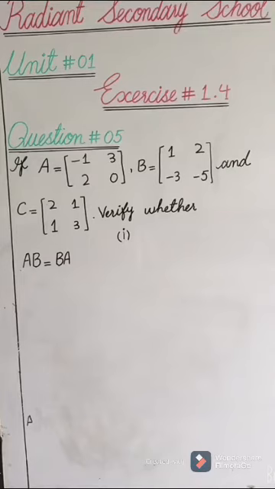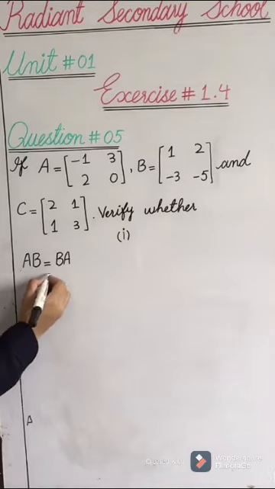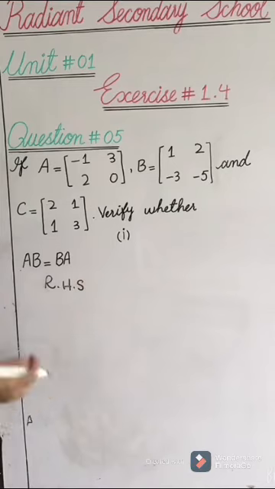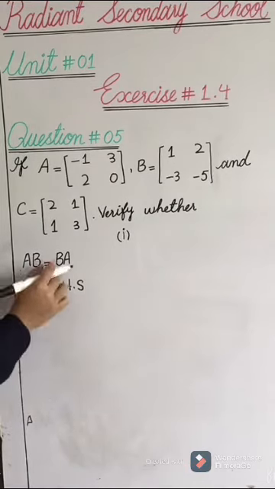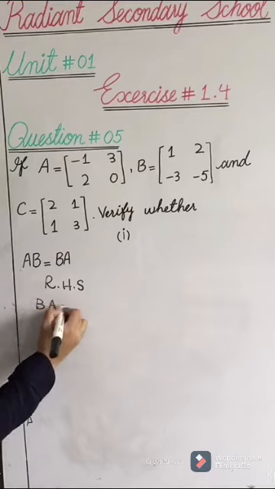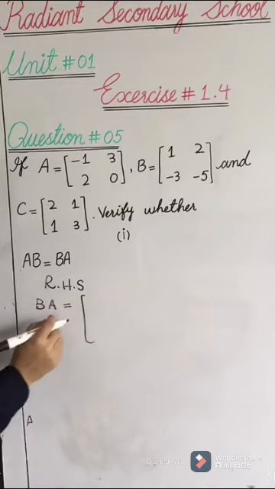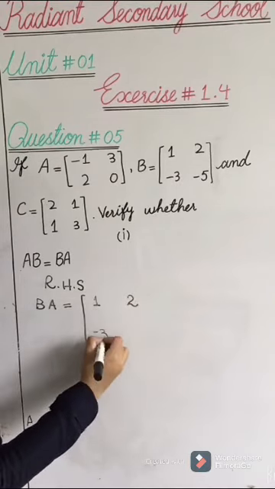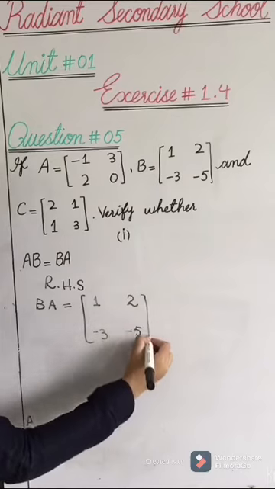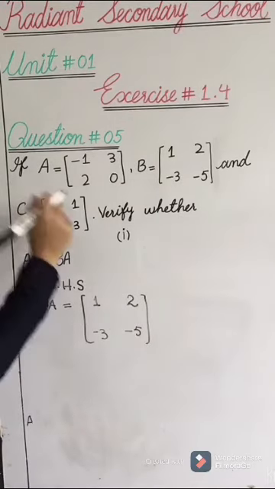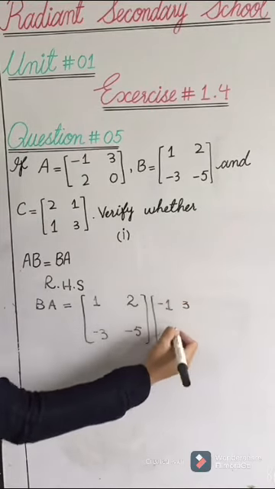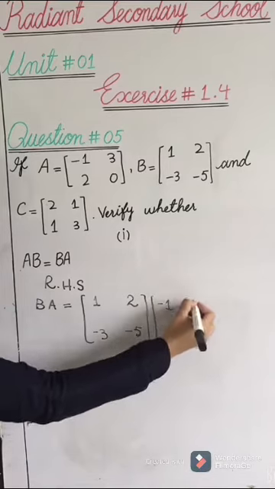Now we will solve the right hand side of this given equation, and we will start by writing the right hand side at the start, because we are solving the right hand side. The right hand side is B into A, so I'm going to write matrix B, which is 1, 2, -3 and -5, and then I'm going to write matrix A, which is -1, 3, 2 and 0.